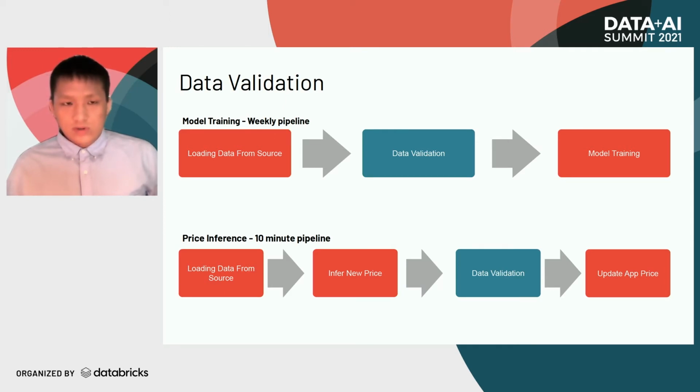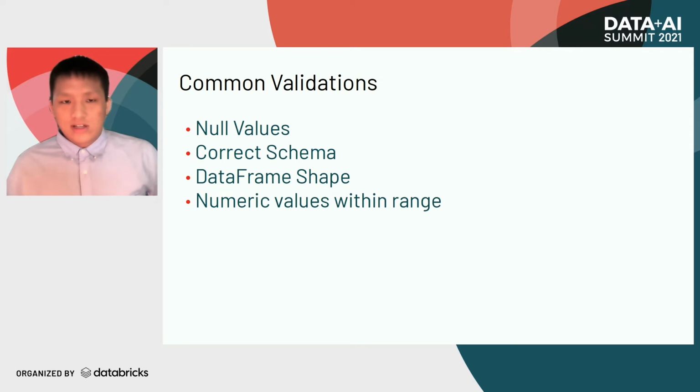So for the first weekly pipeline, the data validation framework is not time sensitive. And for the second pipeline, the inference pipeline, our data validation needs to be as lightweight as possible. So some common validations that are used. First, we can check if null values exist in data. This is useful if we're using it on data that cannot be null and will break downstream, then we can catch these errors ahead of time.